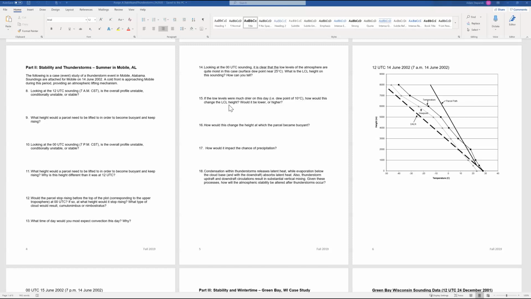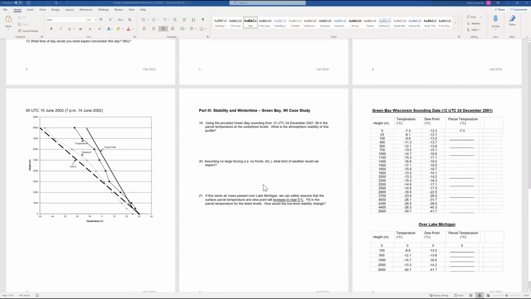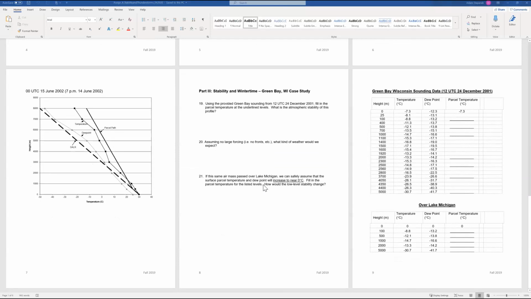If we have drier conditions in the low levels of the atmosphere, that surely is going to affect the height at which we can get condensation to occur. And so you have to think of a few more things here, and that gets us down to part 3. Part 3 is going to be different than most of the ways in which we've looked at stability. In many ways, we usually look at stability in these profiles and environments that are looking at more of a thunderstorm scenario, cumulonimbus clouds. And so here we're looking at Green Bay in December of 2001.